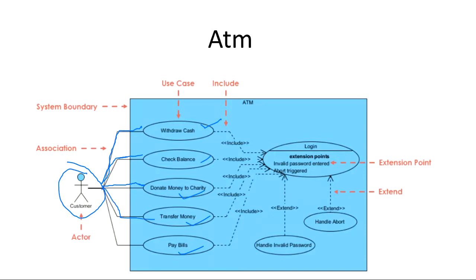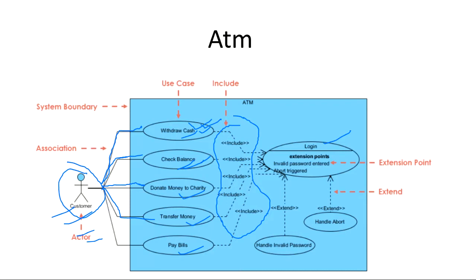So this means that this actor is initiating withdraw cash, check balance. All these use cases are initiated by this actor. And whenever an actor does anything, either he withdraws cash or he checks balance, automatically, see, in all the use cases there is an include. Whatever this customer tries to do, automatically the next use case that will be called is login. Whatever you want to do, first login.